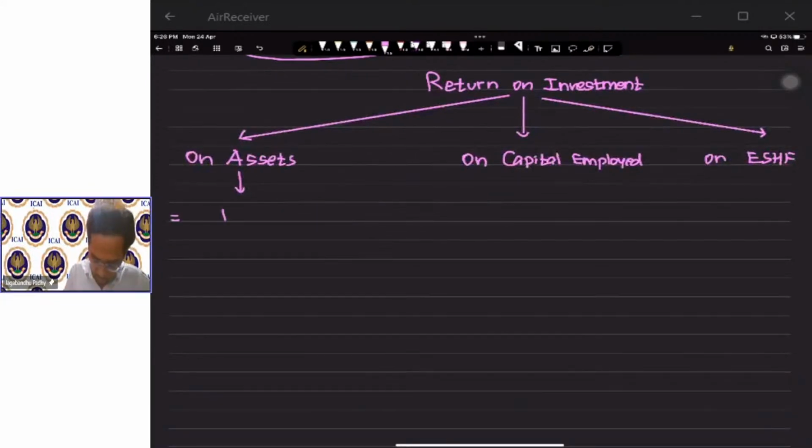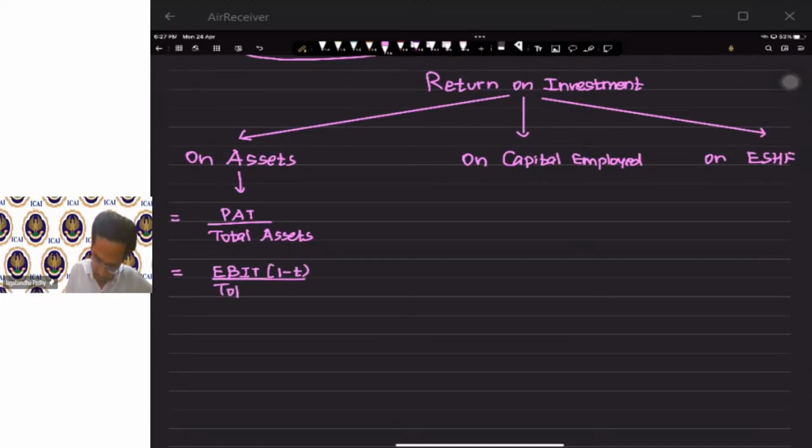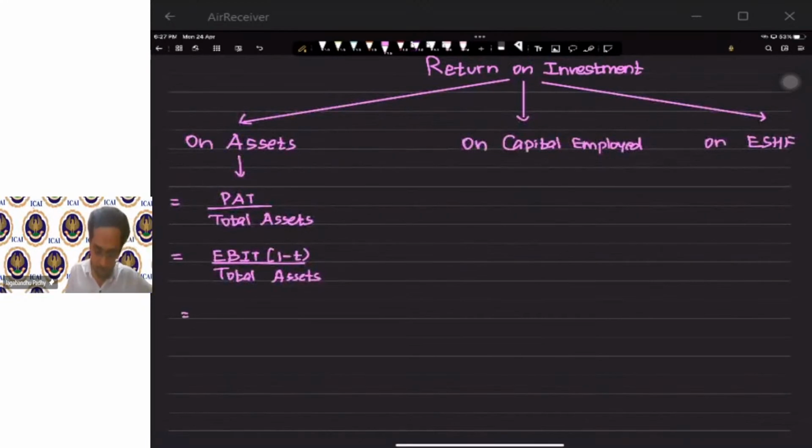One method is to look at PAT upon total assets. Second is EBIT (1 minus T) upon total assets. And then you have EBIT into (1 minus T) upon net assets.